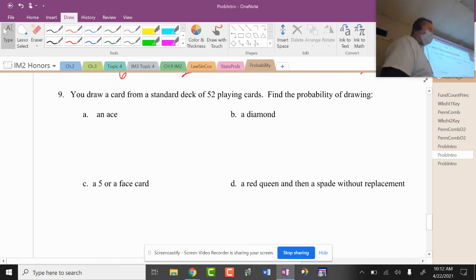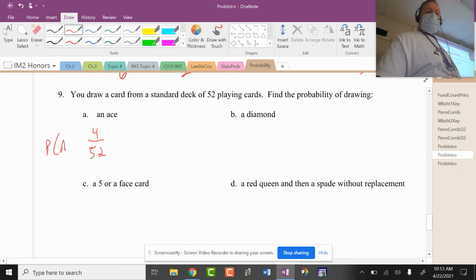Then here we go. We got our standard deck of cards. So, standard deck of cards, what's the probability of an ace? How many aces are there? 4. So the probability of an ace is 4 out of 52. And then that's 1/13. And then you can make that a decimal.